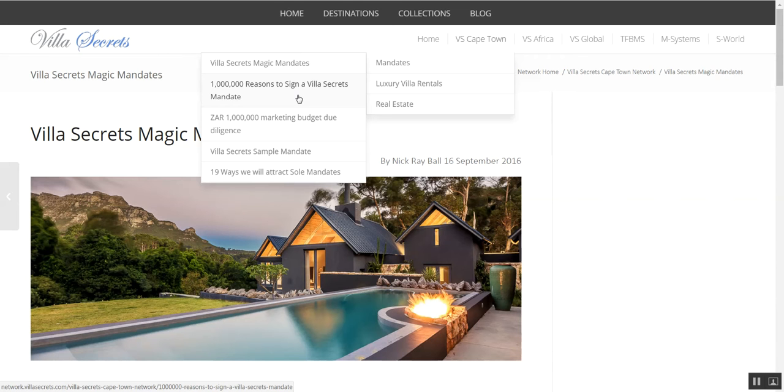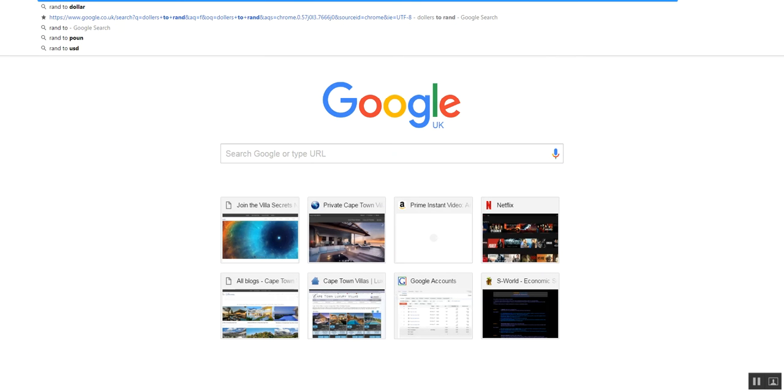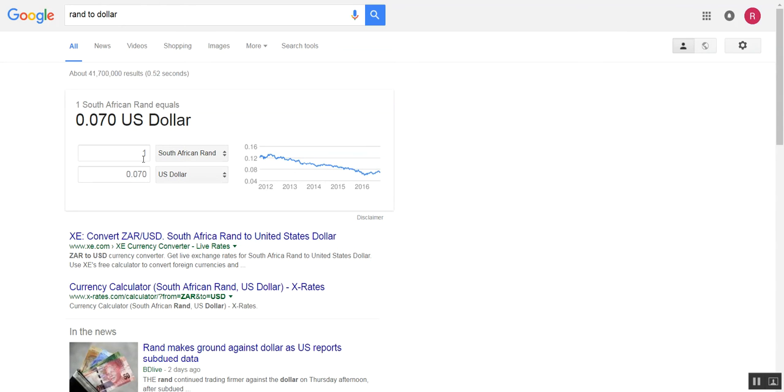1 million marketing budget due diligence, because we need to show how we can afford this, because as we'll see, this is about twice as much as a real estate company would make from selling a villa. And as far as we know, villa rental companies don't use their commission for marketing. They may ask the owner to chip in for some marketing, but they certainly don't put in a million rands, which is, let's have a look, rand to dollar. Well, there you go, it'd be $70,000.